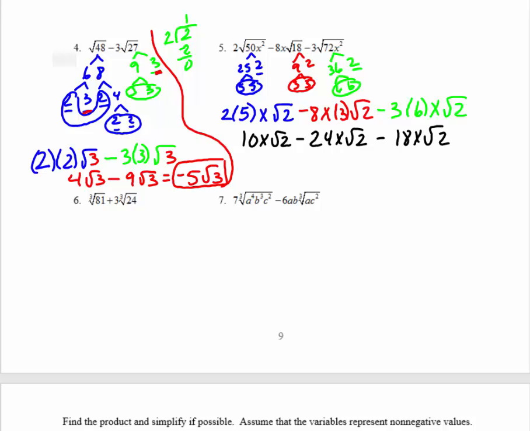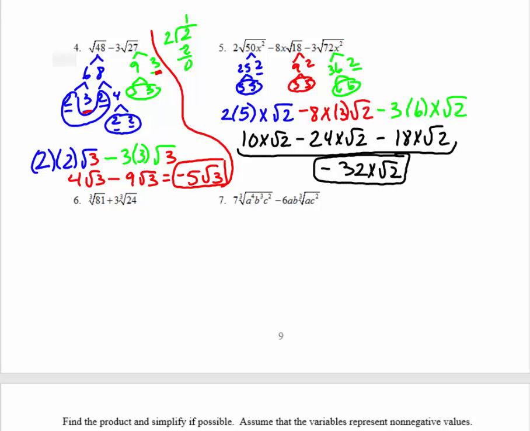Now looking at the radicals, we see that they are all like radicals, so we'll go ahead and put all these together, adding or subtracting the numbers in front. So 10x minus 24x minus 18x would give me a negative 32x square root of 2.